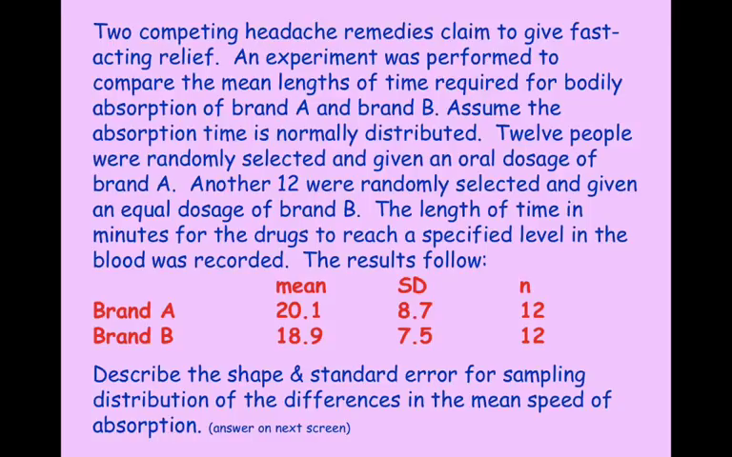Brand A, you can see the mean, standard deviation, and sample size for that sample. Brand B, you get the mean, standard deviation, and sample size for that sample. So first, let's describe the shape and the standard error for the sampling distribution of differences in the mean speeds of absorption.